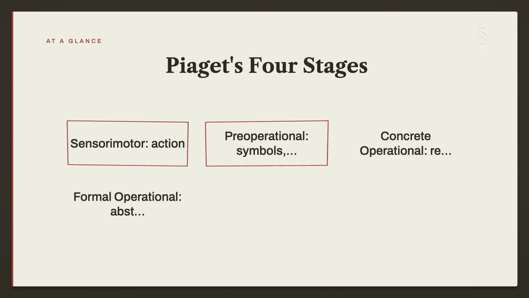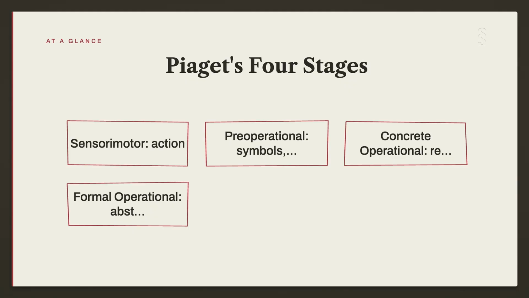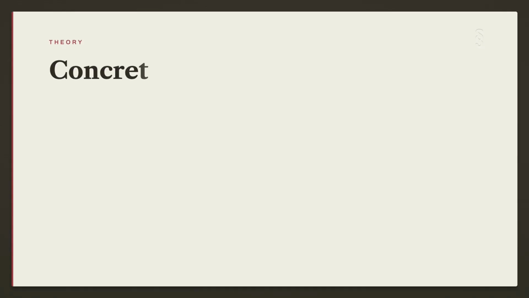The sensorimotor infant knows the world through action. The pre-operational preschooler reasons intuitively with symbols. The concrete operational child gains true mental operations on real things. And the formal operational adolescent extends logic to the abstract.